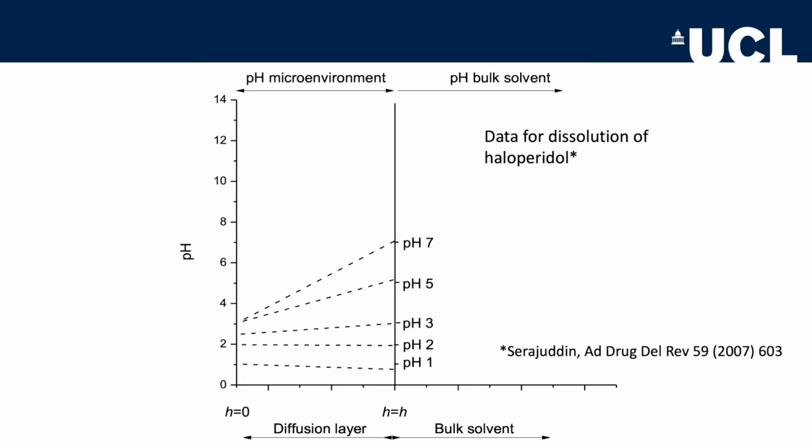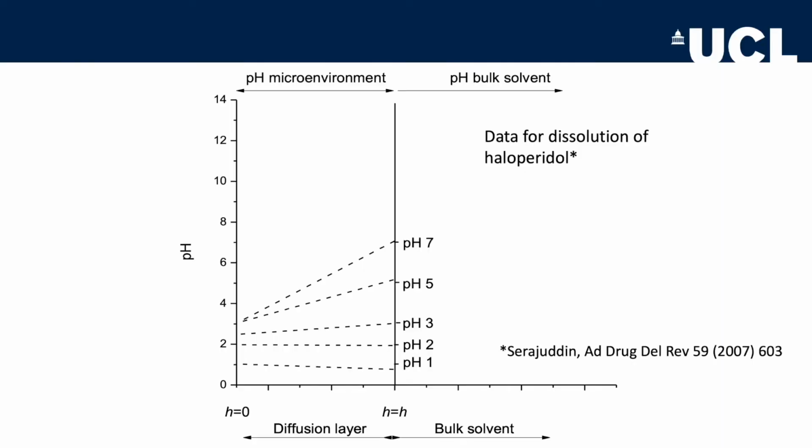Let me show you some real data to give you an example. On the screen, you can see data for haloperidol hydrochloride. The researchers dissolved haloperidol hydrochloride in various buffered solutions, pH 7, 5, 3, 2 and 1, and expected to see very different dissolution rates because the drug is poorly soluble at pH 7 but more soluble at low pHs. In reality, they recorded very similar dissolution rates in all buffers. Why?